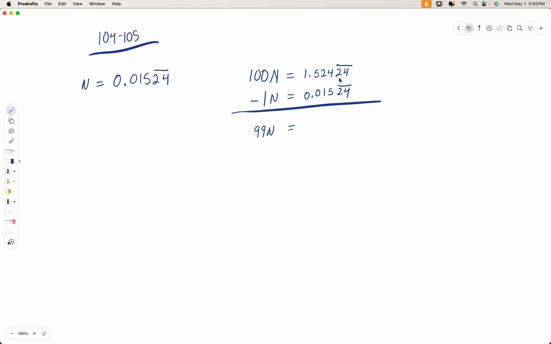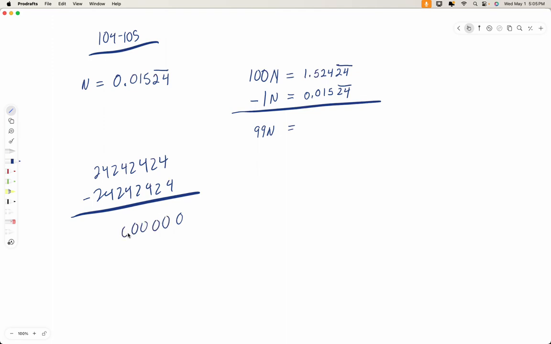If you have, for instance, 2, 4, 2, 4, 2, 4, 2, 4 over 2, 4, 2, 4, 2, 4, 2, 4, and you're subtracting, you get 0, 0, 0, 0, 0, 0, 0, 0. So it all goes away, right? It all goes away.